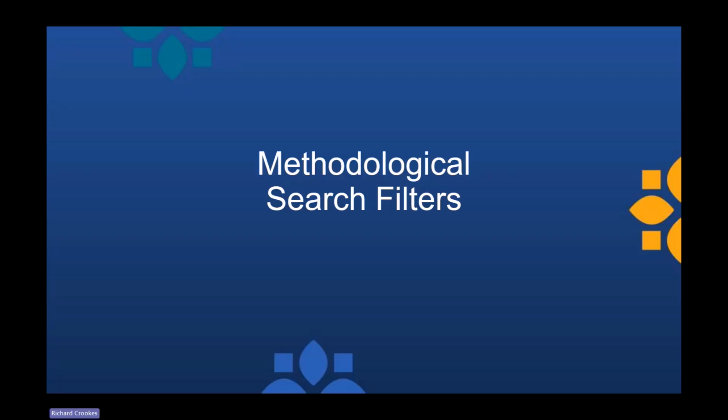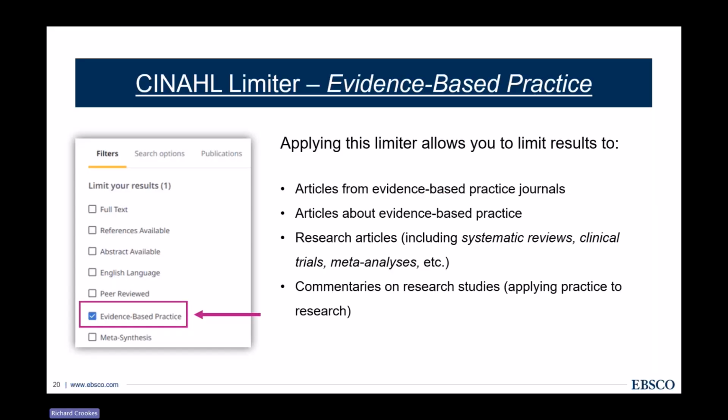Now, I just want to introduce the methodological search filters as we get towards the end of the session. So there are these shortcuts that you can use to identify high quality evidence. Again, that may be the initial starting place to see what's been done before, especially if you're identifying past reviews and so on. So the first one to mention is the evidence-based practice filter for CINAHL.